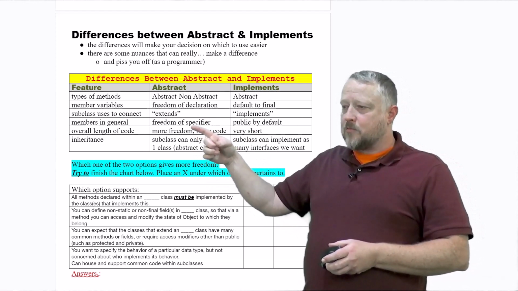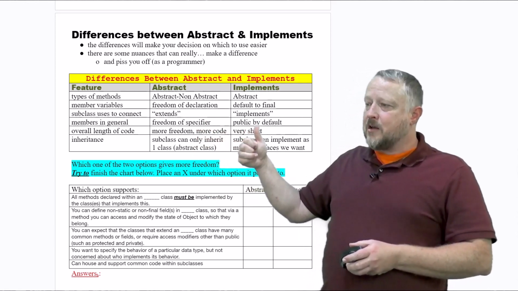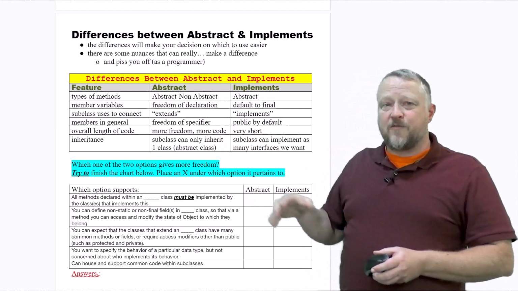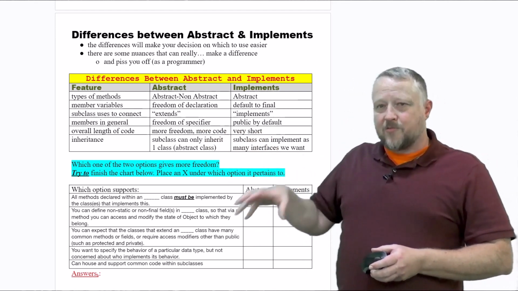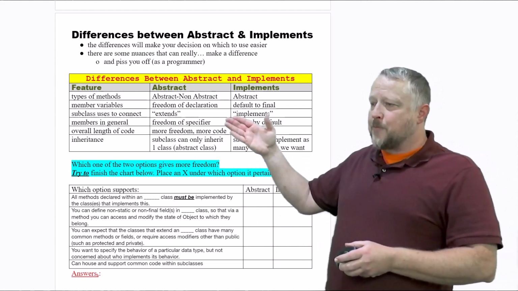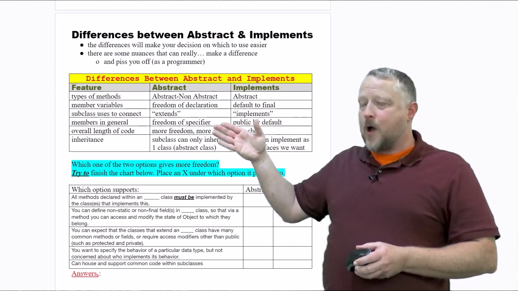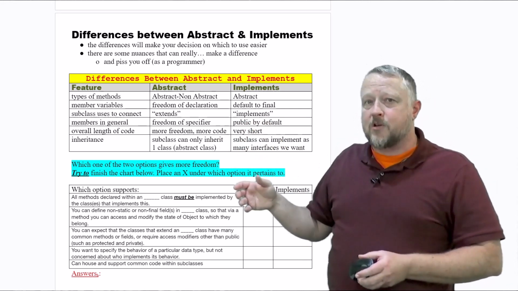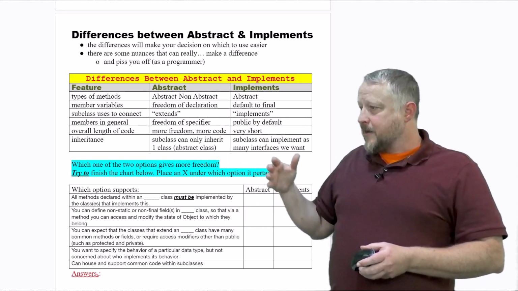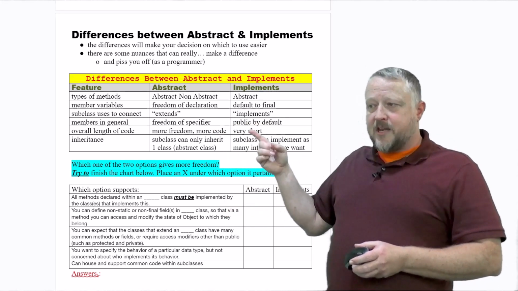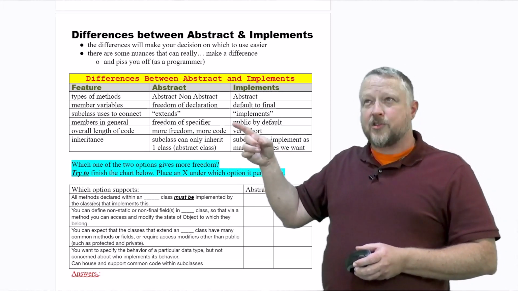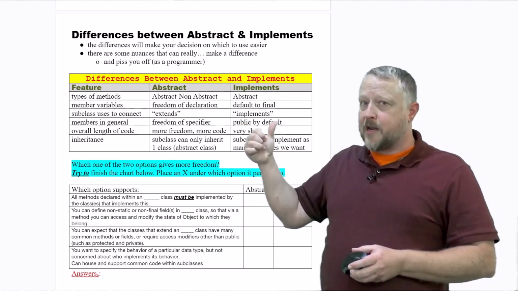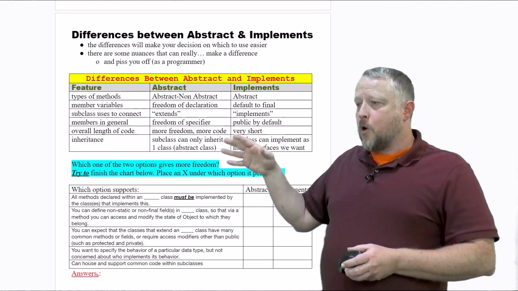Members in general, we have freedom of a specifier. For this, it's public by default because remember, for implements, if it's private, then it's really not helpful. Even in abstract, if it's private, that's not really helpful. Now, I still could get away with some of the other ones like protected and public, but these are public by default no matter what. So I shouldn't say private. Protected I can use here. I can't use here.